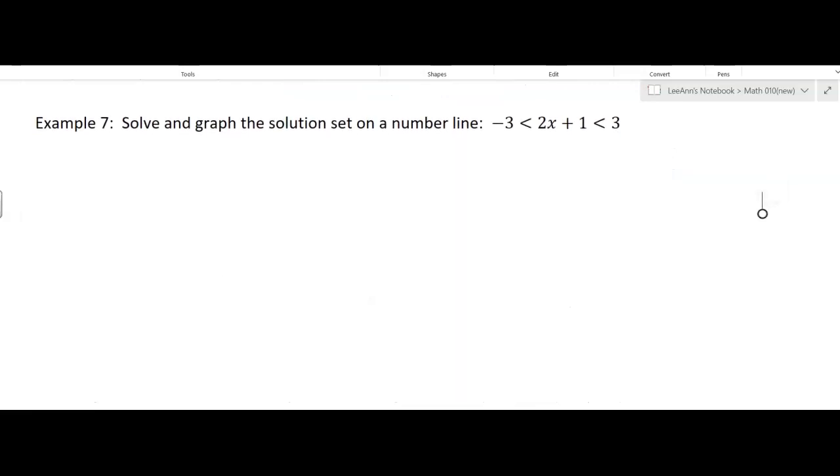So here's an example. We have -3 is less than 2x plus 1 is less than 3. You'll notice your variable is in the middle part. We still want to get x by itself. We still want to solve, but there are 3 parts. Normally, in an inequality or an equation, we just have the left-hand side and the right-hand side. But now we have 3 sections.